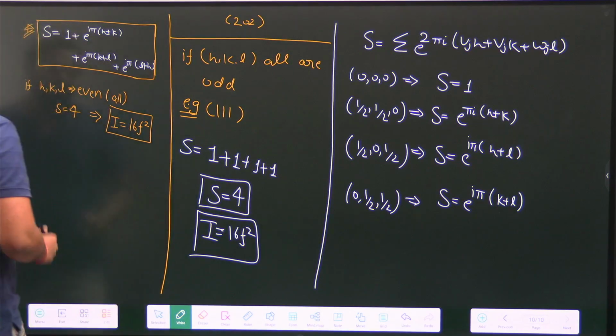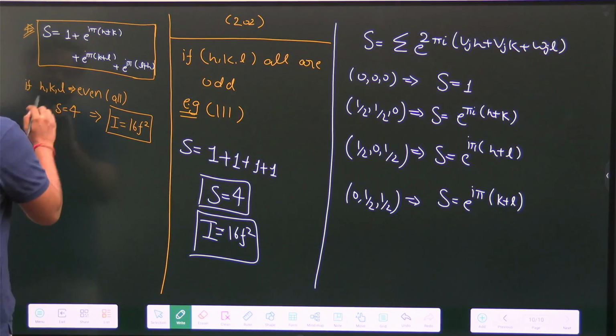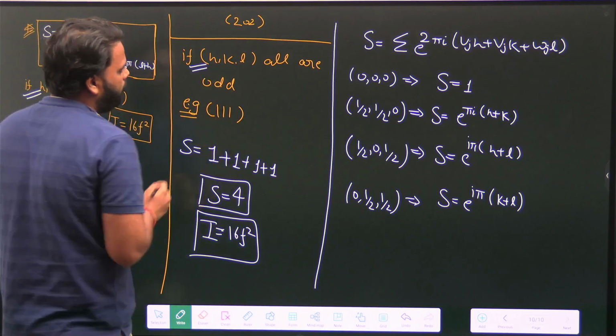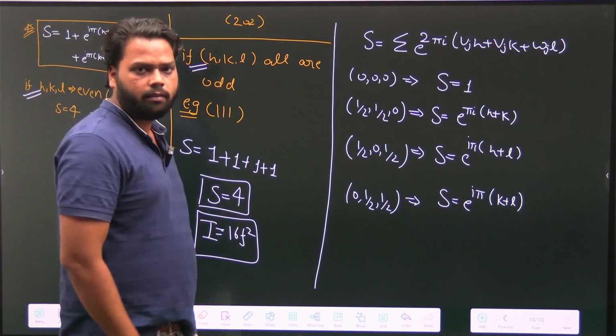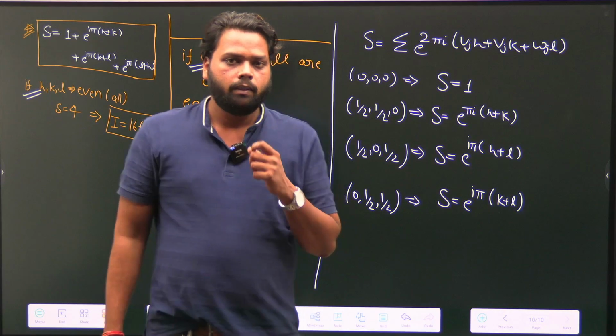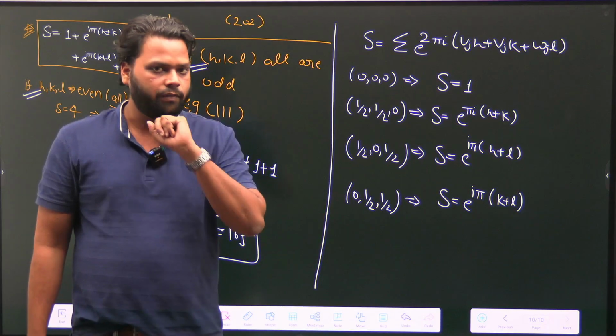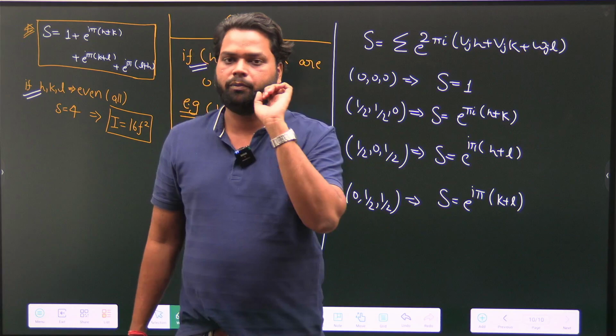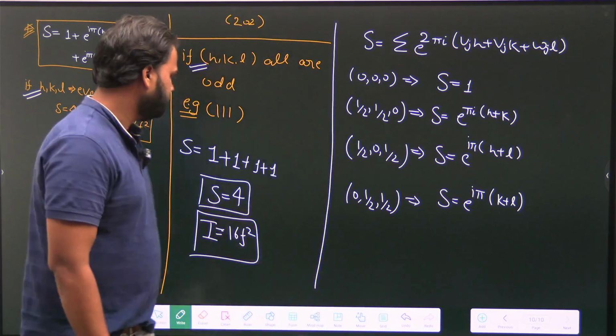Now, when we take h, k, l all even, and when we take h, k, l all odd, we are getting the diffraction maxima. But now, take the mixed values of h, k, l. Mixed values means some integers should be even, some integers should be odd. Let's find out what happens.